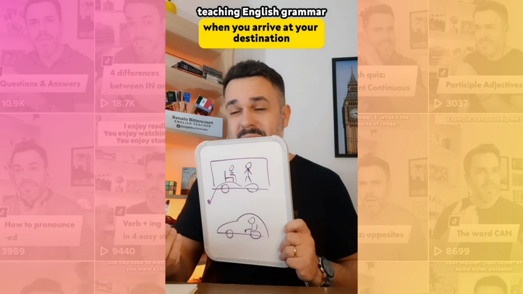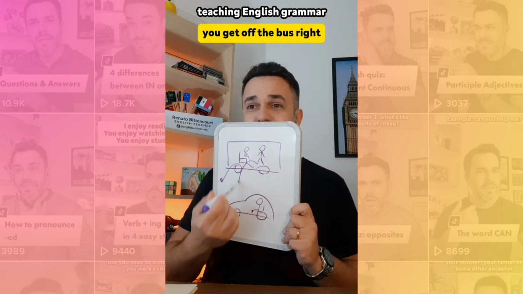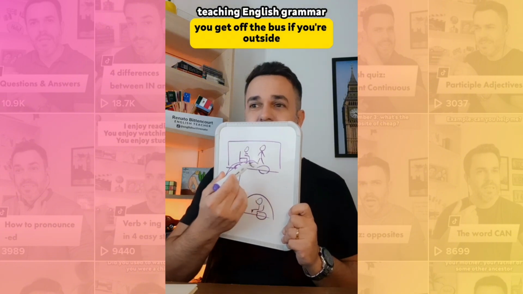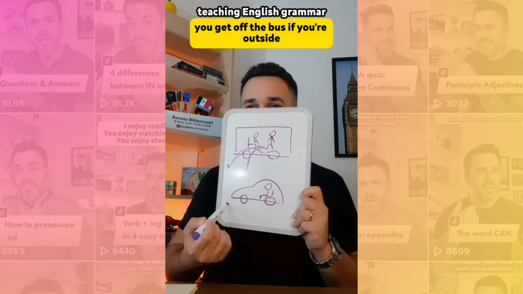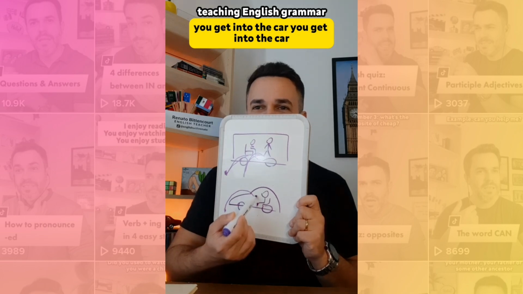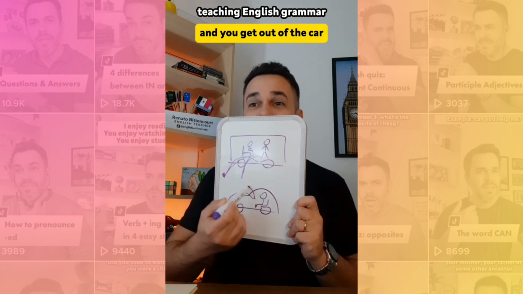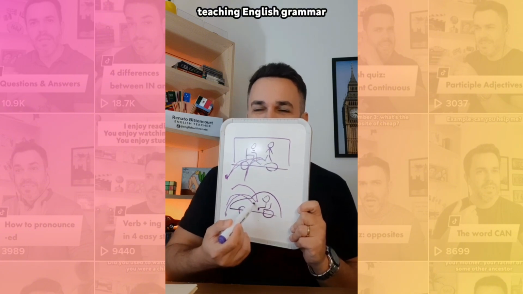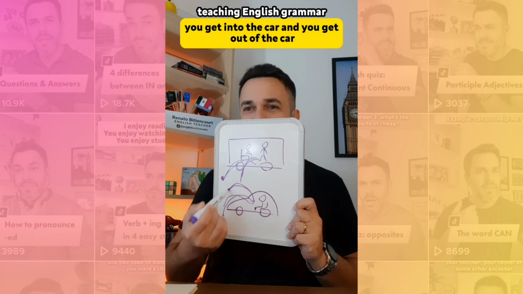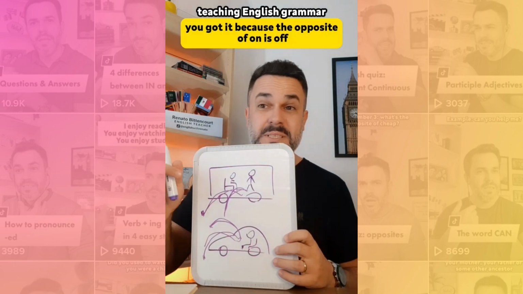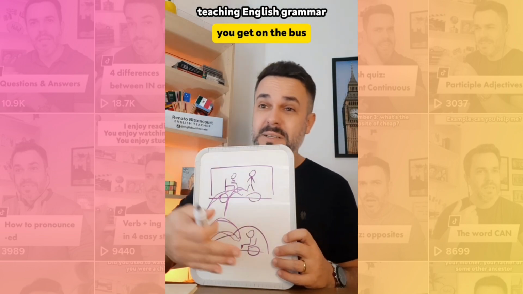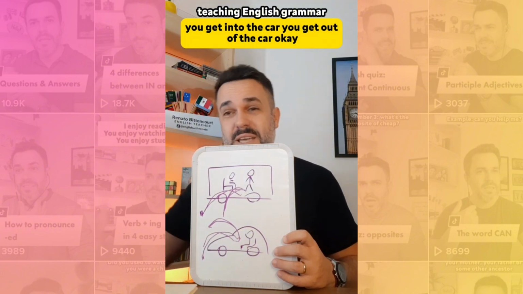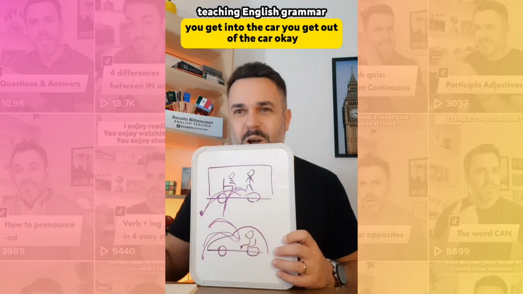Say you're outside, and then you get on the bus. When you arrive at your destination, you get off the bus, right? If you're outside, you get into the car, and you get out of the car. You got it? Because the opposite of on is off. You get on the bus, you get off the bus. And the opposite of into is out of. You get into the car, you get out of the car.